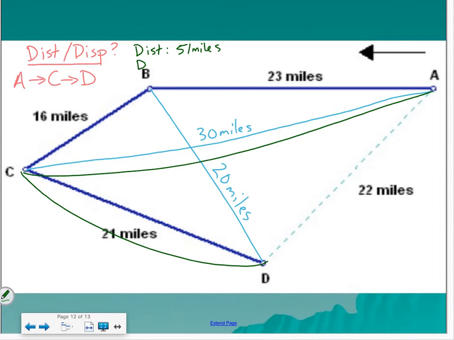How about your displacement? Displacement, you are going directly from your start to your finish. Where did we start? Where did we finish? So we're just going from A to D. What's A to D? 22. 22 miles.